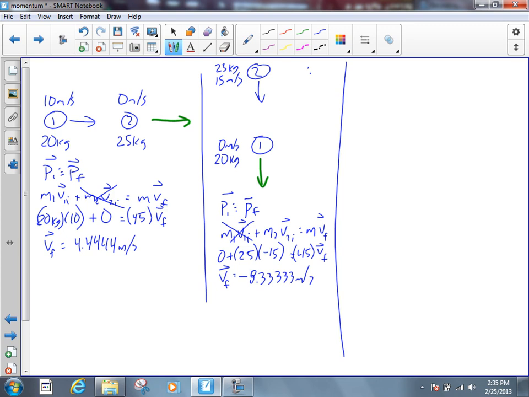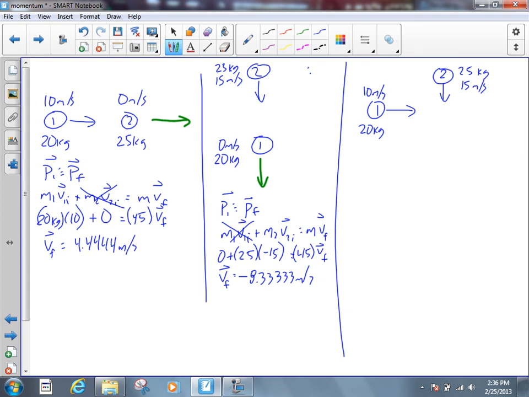Now let's take a look at one more problem, the third problem here. Let's say this time object number 1 is going to the right. It has a velocity of 10 meters per second. It has a mass of 20 kilograms. That's exactly the same as object number 1 in the first problem, right? Now let's say object number 2 has a mass of 25 kilograms and is going downward at a velocity of 15 meters per second. That's exactly the same as object number 2 in the second problem, agreed?